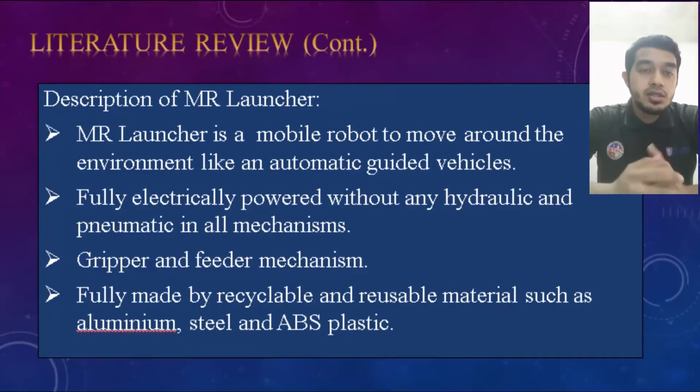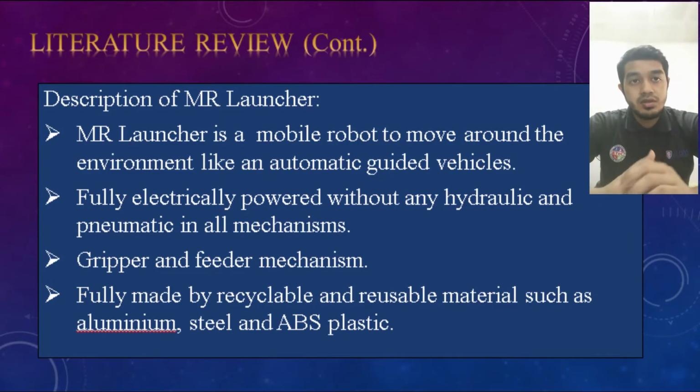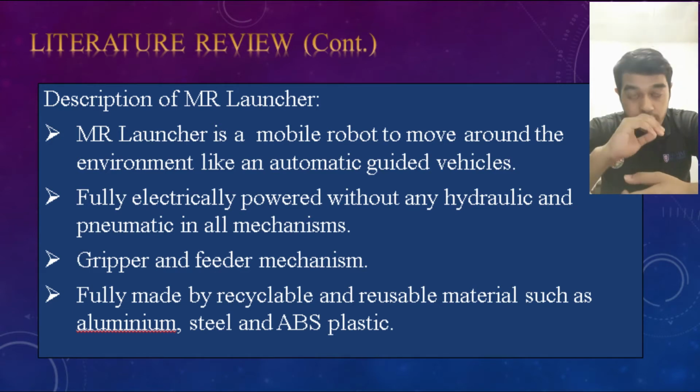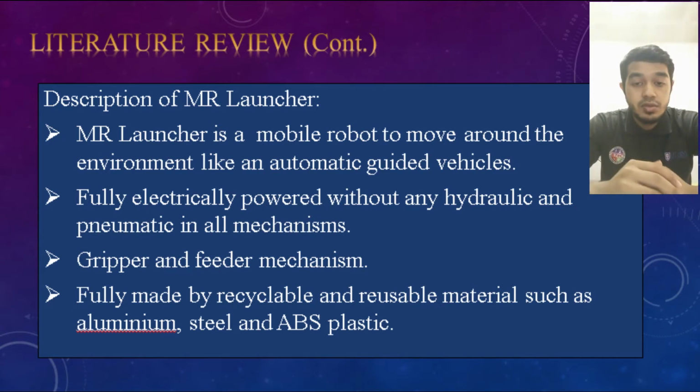The second literature review topic is the description of the MR launcher. The first point is that the MR launcher is a mobile robot that moves around the environment like an automatic guided vehicle, using a remote control. The second point is that the MR launcher is fully electrically powered, without any hydraulic or pneumatic parts in all mechanisms.